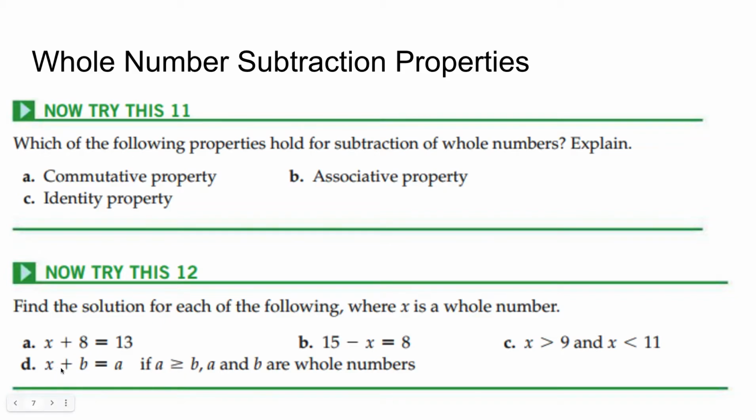x plus b is equal to a if a is greater than or equal to b. A and b are whole numbers. So a is bigger than or equal to b, and when you are adding a number to this smaller number, you get a. So let me actually write this. x plus b is equal to a.